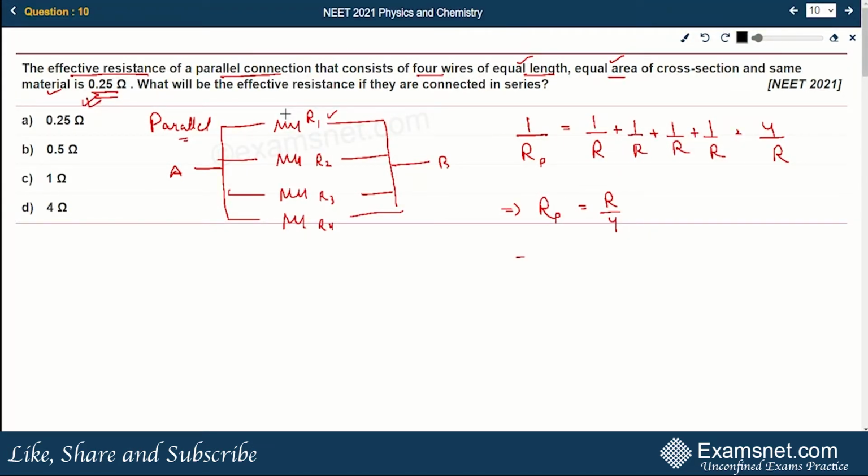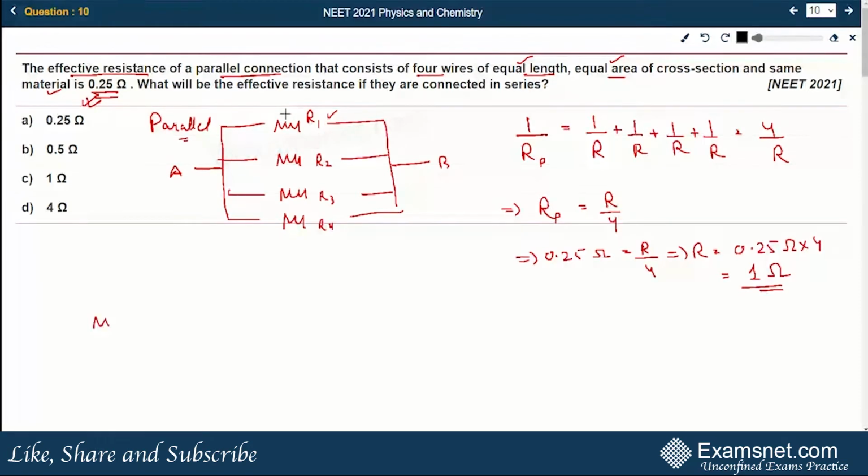Okay, that means 0.25 ohm is equal to R divided by 4. So what will be the value of R? It will be equal to 0.25 ohm into 4. That means we will get 1 ohm. Okay, so each wire has a resistance of 1 ohm.